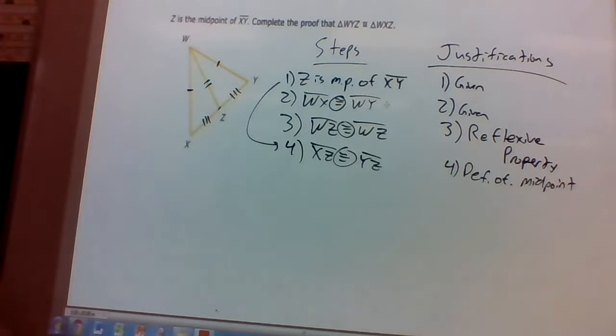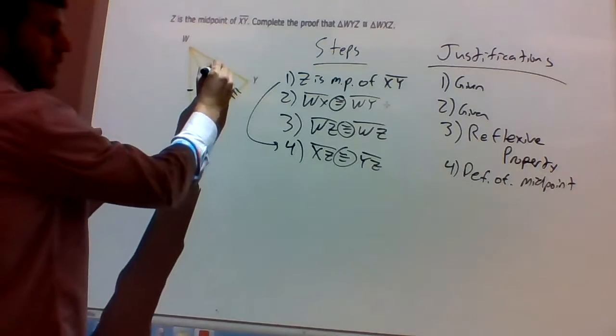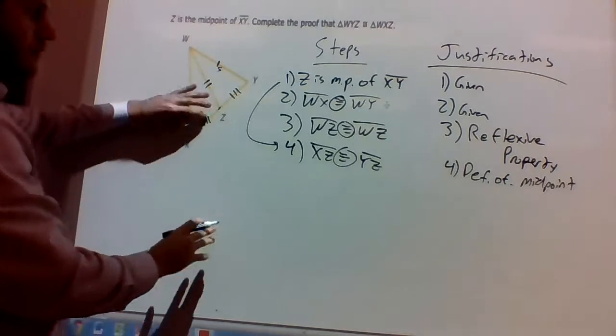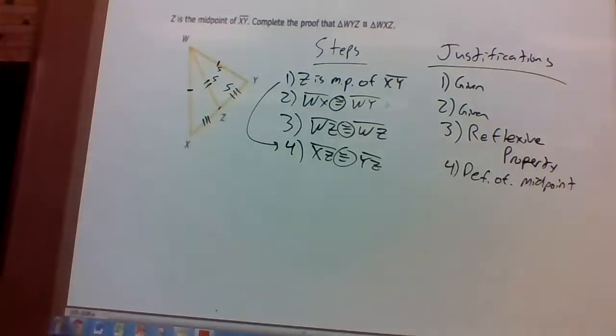All right, we now have three congruent parts, so we can look to see if one of our postulates is going to work. And let's cover one triangle up. Is this a side or an angle? There's a side. Side or angle, that's a side. Side or angle, that is a side.